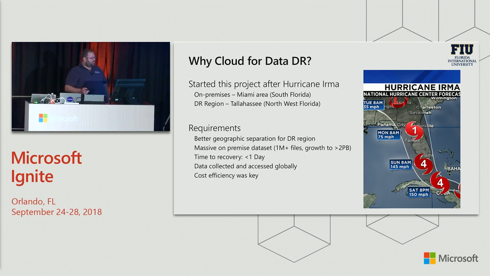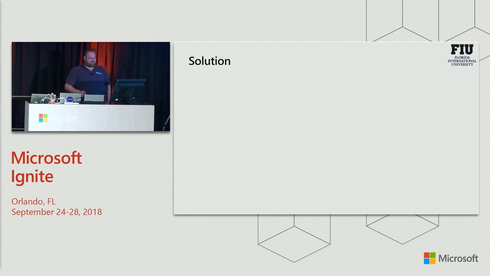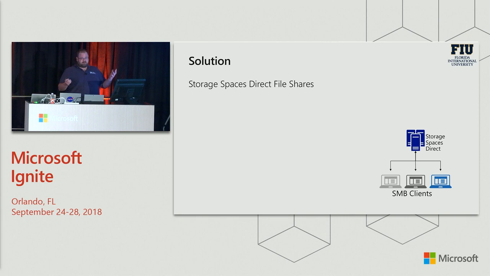So we have a massive data set right now that we are backing up from on-premise. It's over 1 million files, and it's planning to grow to 2 petabytes. And people need to get this data fast and recover it quicker than they can today. The data is being collected across the planet from Australia, Americas, and reefs everywhere around the globe. And we need to do this in a cost-effective manner since we're a university. So the solution was to use Azure's blob storage.